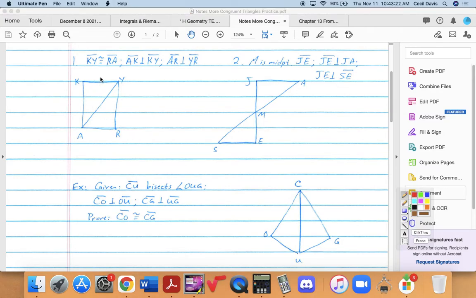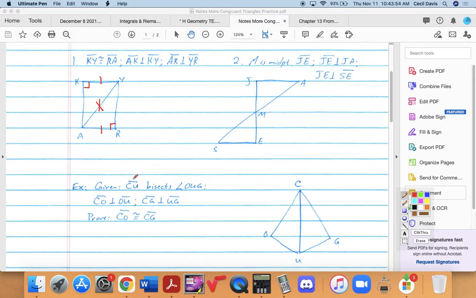On this first one, we're given that segment KY is congruent to segment RA, and that AK is perpendicular to KY. What does that mean? It makes a right angle, AKY. At K you have a right angle. And if AR is perpendicular to YR, angle R is a right angle. And we know that AY is congruent to itself by the reflexive property.